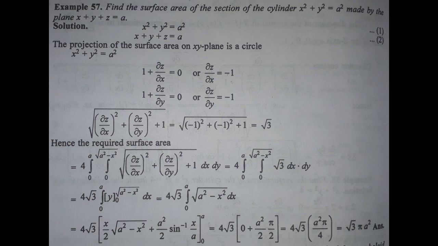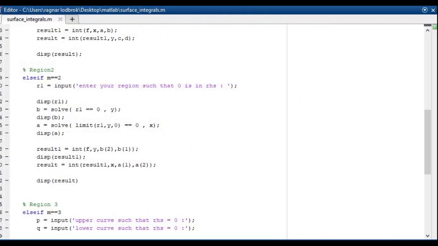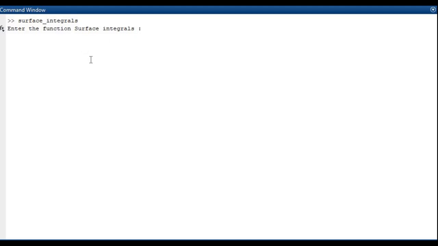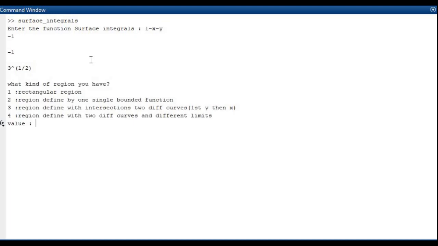So let us run the code here. First thing is you enter the function of the surface integral, that is z is equal to a minus x minus y. Instead of a I'll be using 1 because I have not defined another variable for a. So I'll enter 1 minus x minus y. Second thing is you have to define what kind of region you have. So here we have a region defined by a single closed curve, that is a circle, basically a cylinder in 3D.